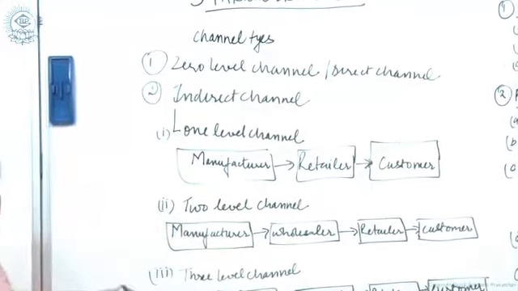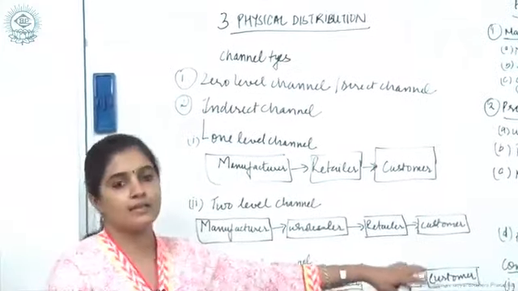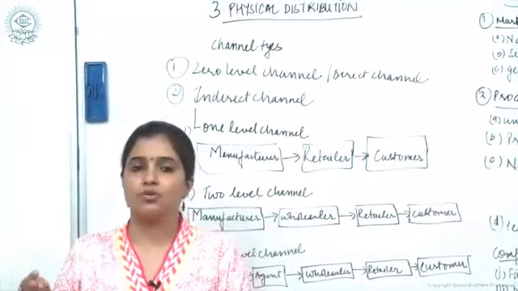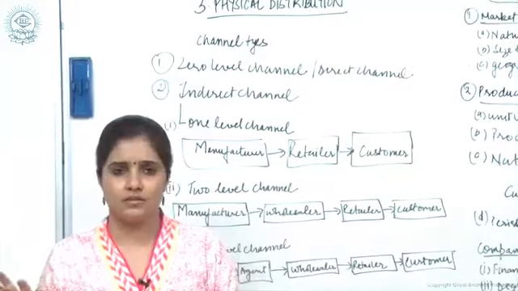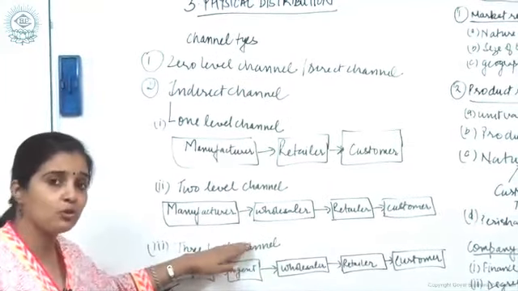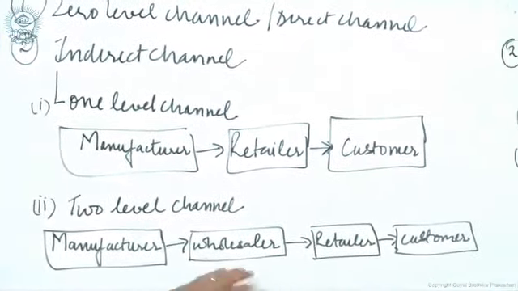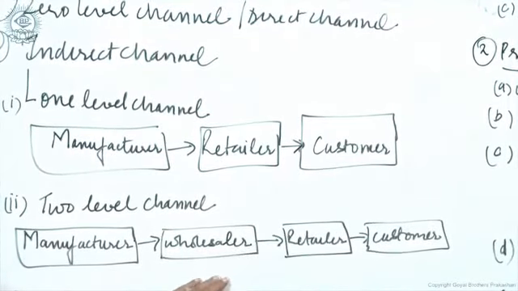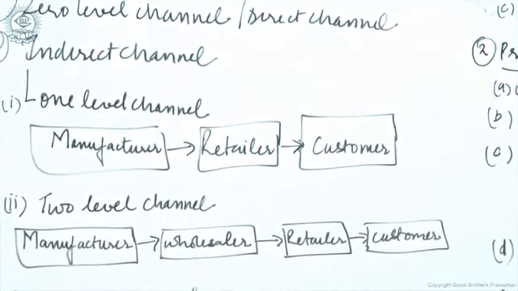Then second is your two level channel, wherein you have the manufacturer, the wholesaler, the retailer and then the customer. These are your fast moving consumer goods, from towels to soaps, detergents, rice, sugar, all the FMCGs. They are distributed or made available with the help of the two level channel. The manufacturer sells to the wholesalers, who buy in bulk, the retailer buys from the wholesaler in relatively smaller quantities, and the customer finally buys the product from the retailer.